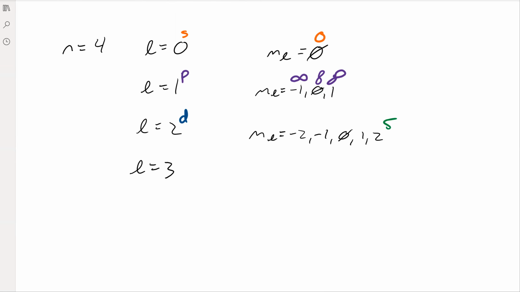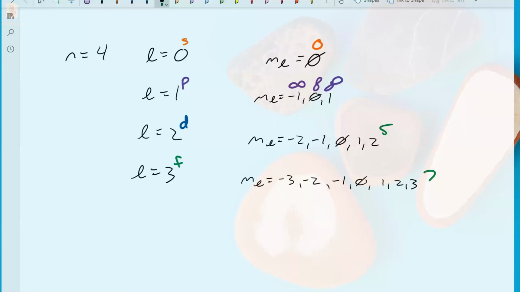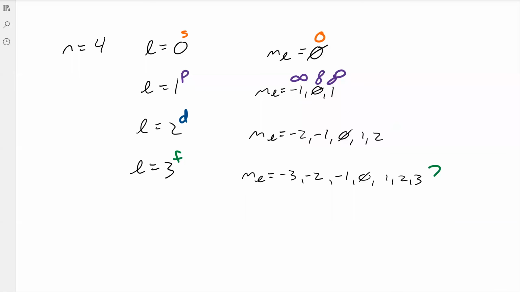And then finally, when L is equal to 3, that's our f orbital. m sub L can be all the way from negative 3 to positive 3. There's 7 there. Oops, wrong color coding up here. There's 7 f orbitals per L.